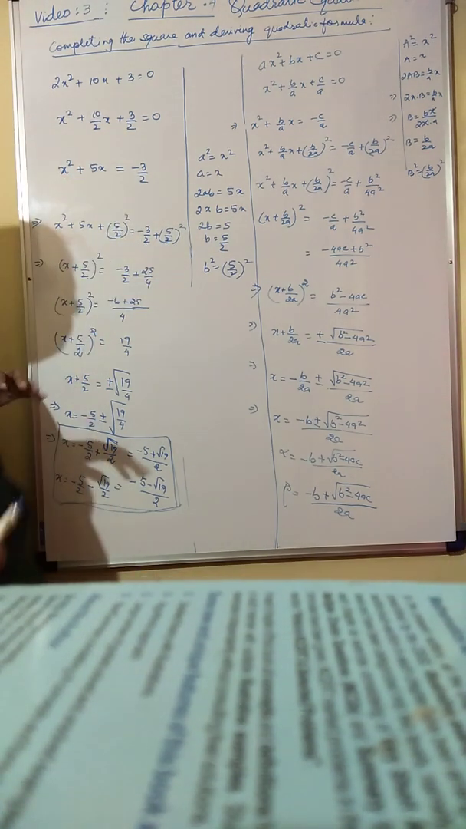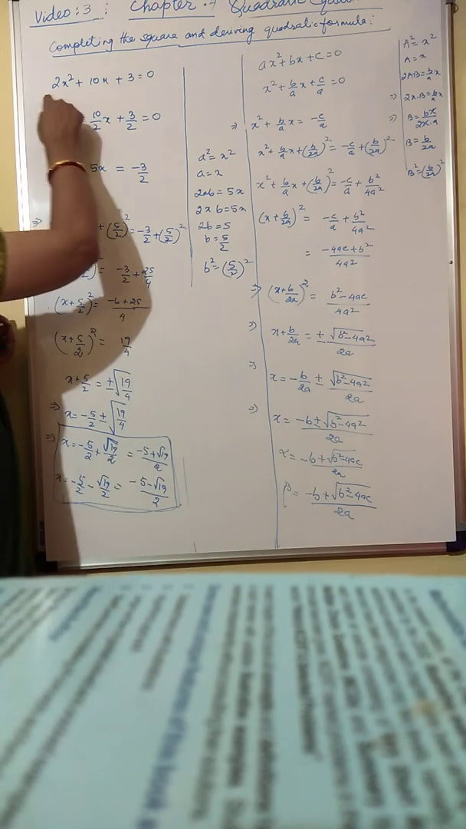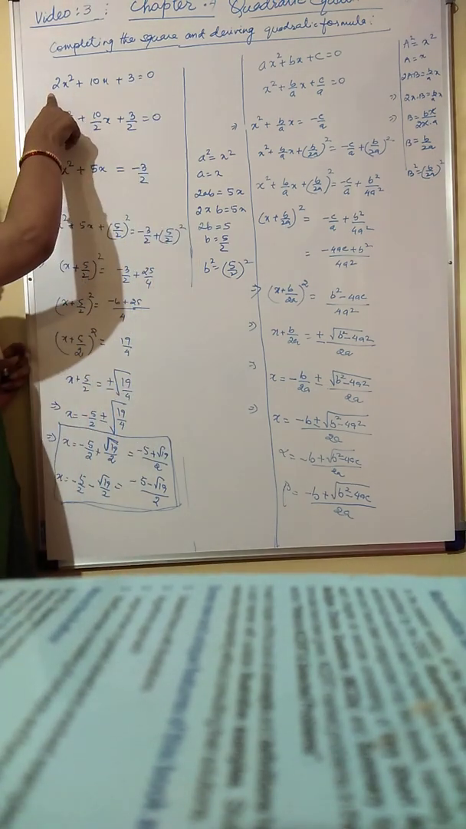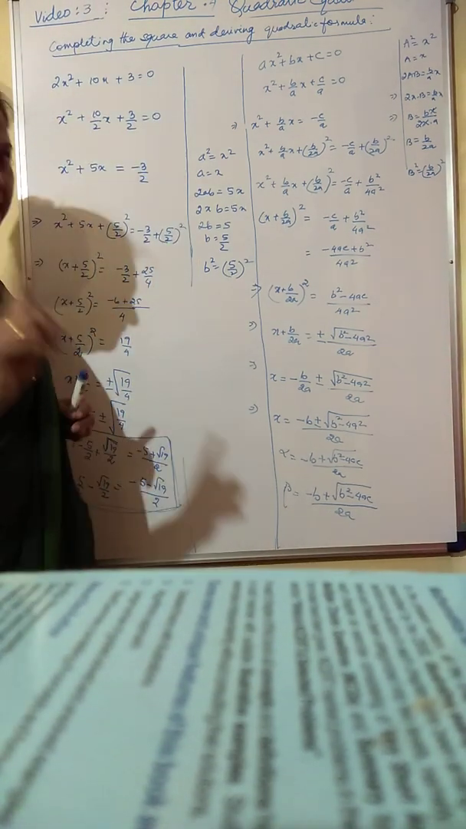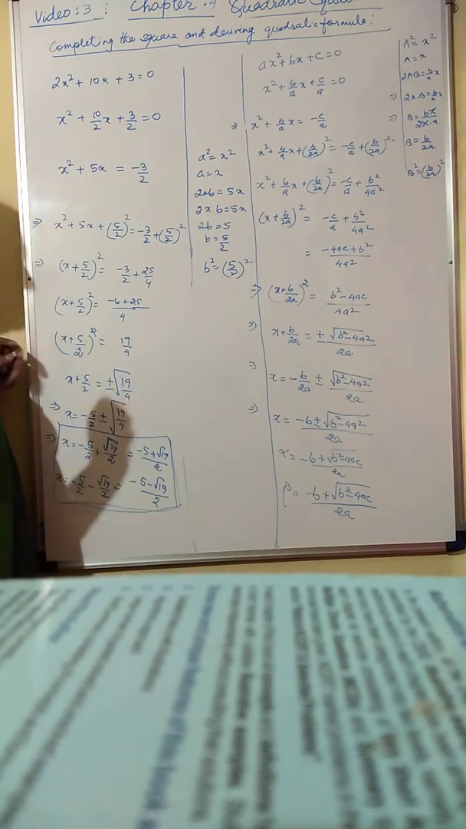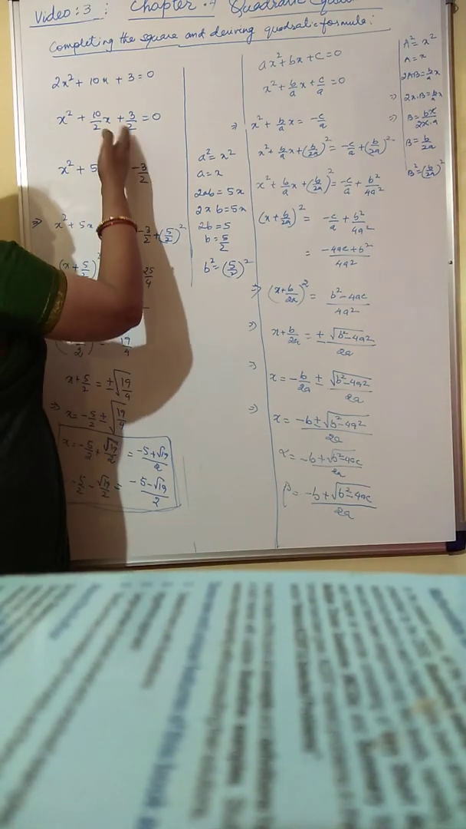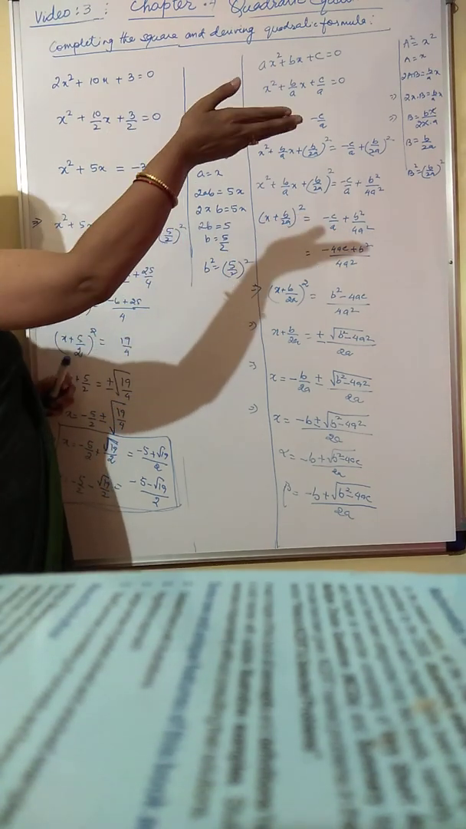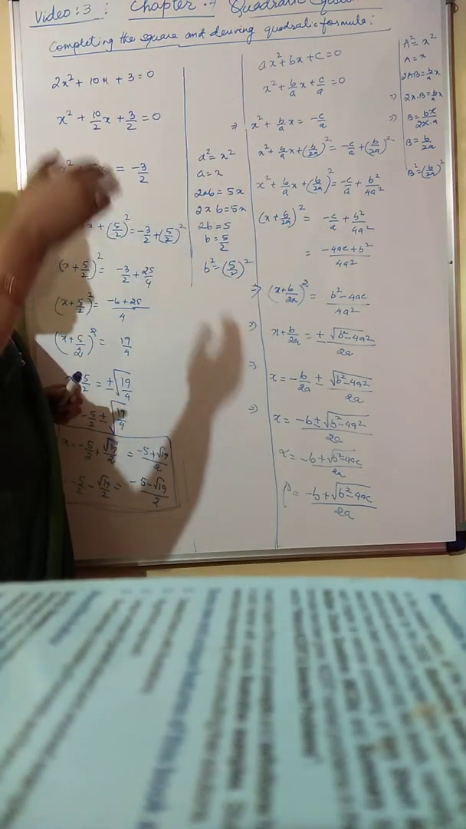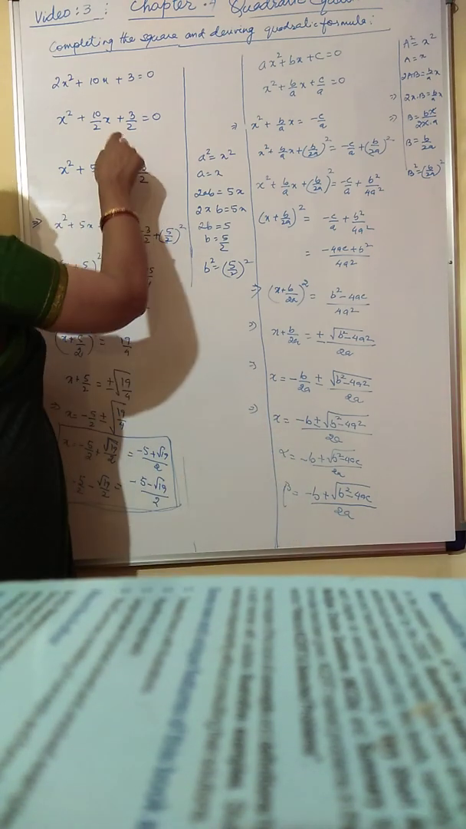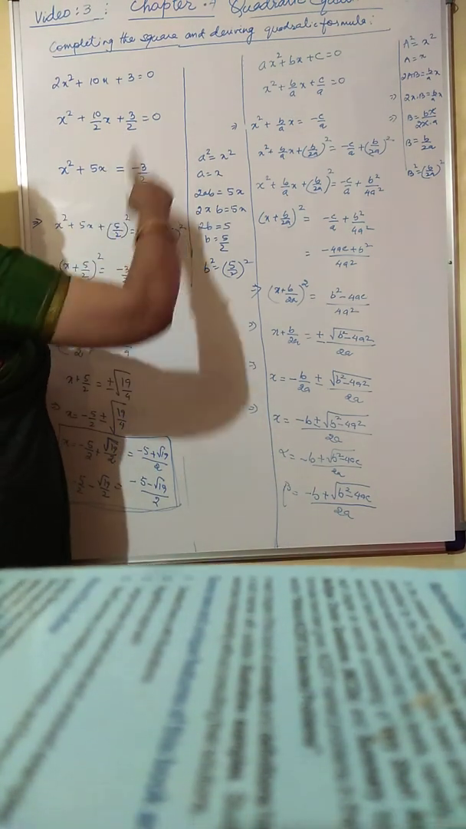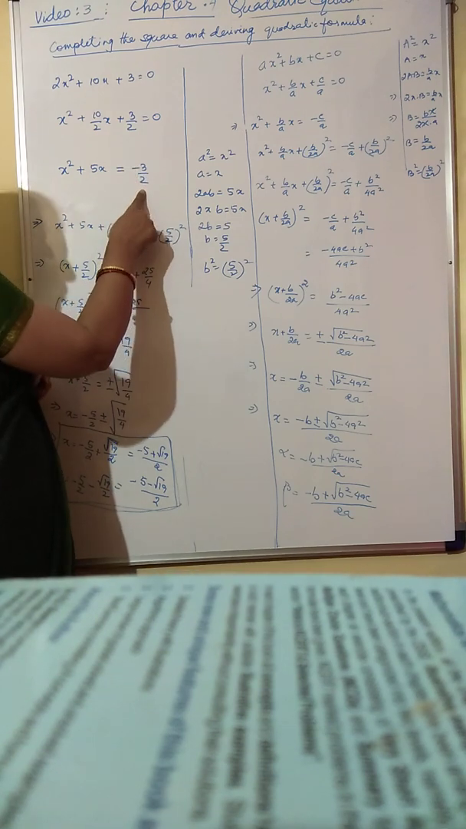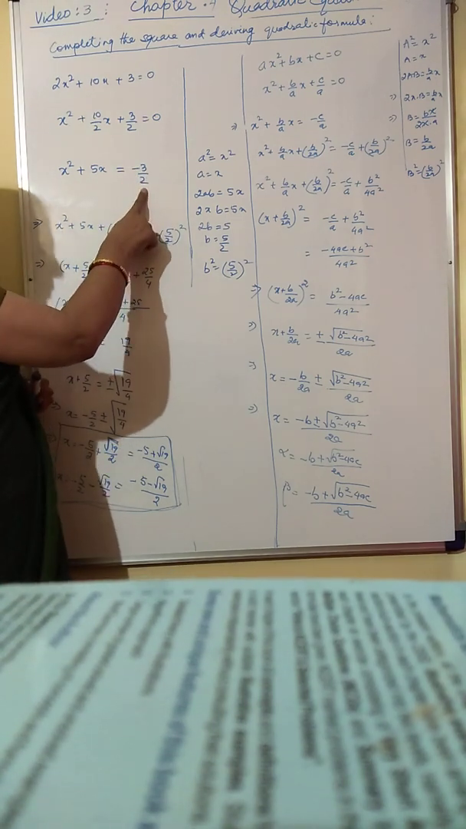What is the next step? First step: divide the equation by the coefficient of x square, if there is any. Second step: transpose the constant term to RHS. So 3 by 2 is transposed to RHS as minus 3 by 2.